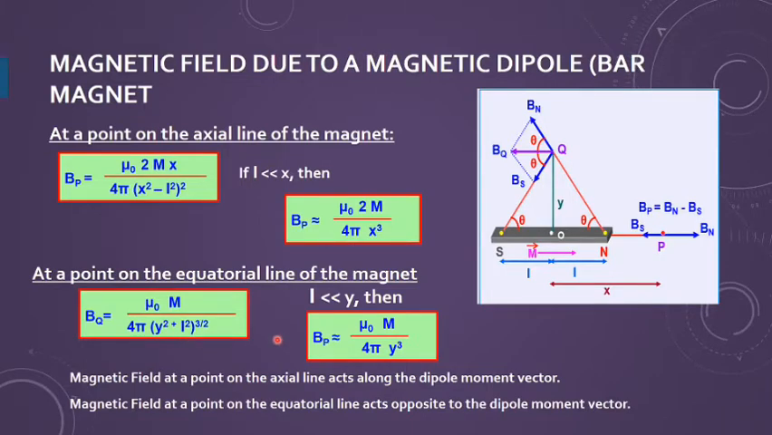Whatever derivations we have done in the electric field chapter for electrostatics, if those derivations are clear in your mind, then these results you can write directly. So no need of derivation.